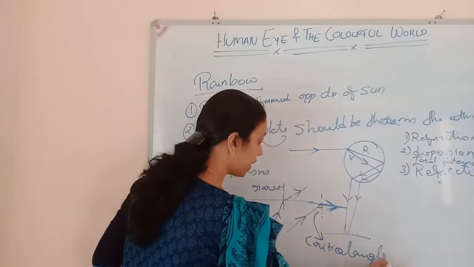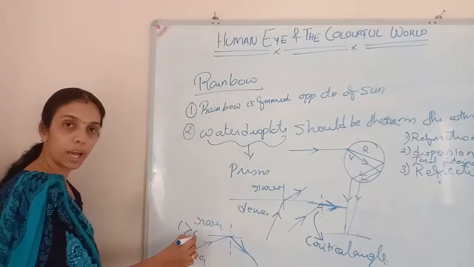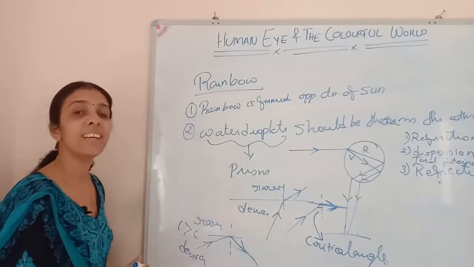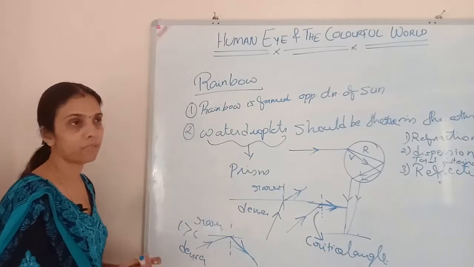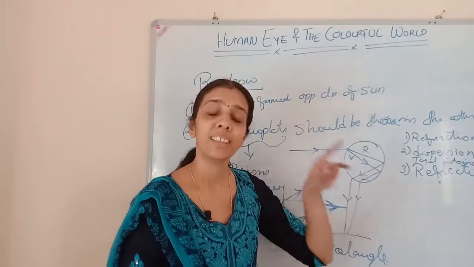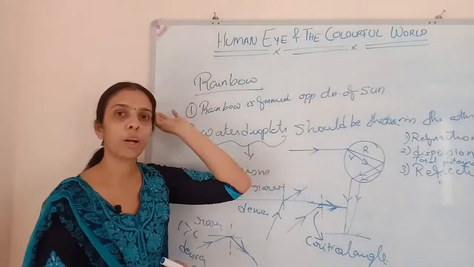So, if the ray of light is falling at greater than the critical angle, what will happen? The light ray will be reflecting back into the denser medium itself. So, we can see the rainbow over here. That is the reason, when the light ray is falling from one medium to another.